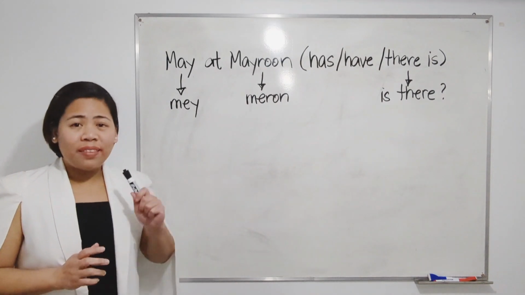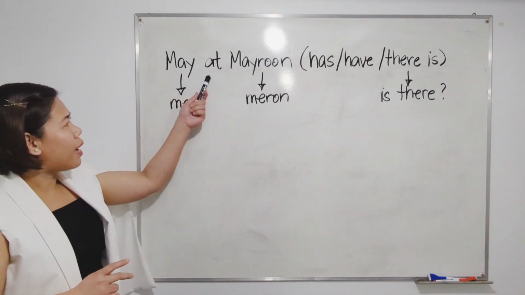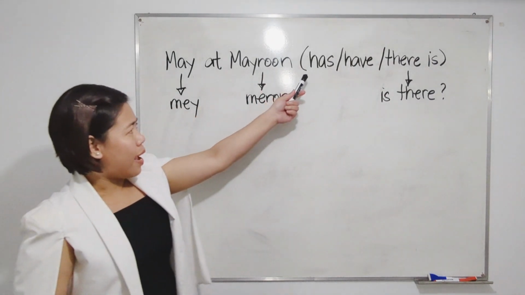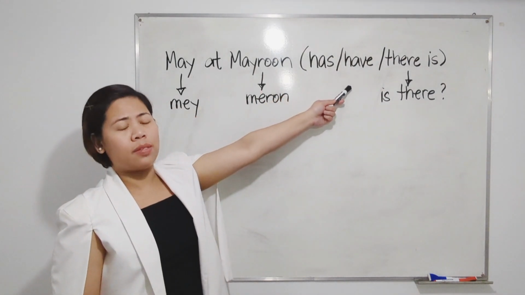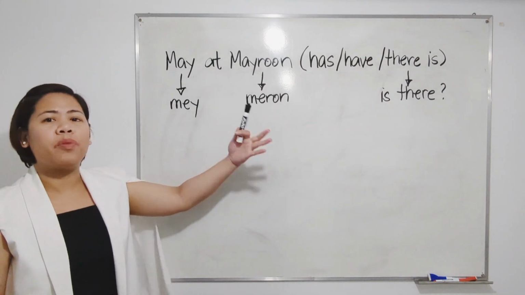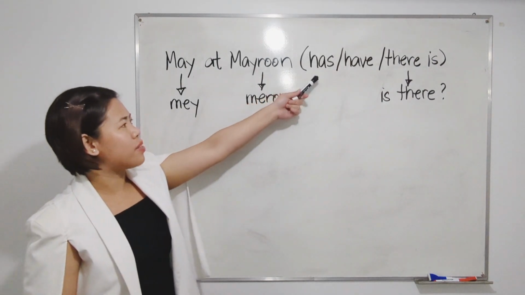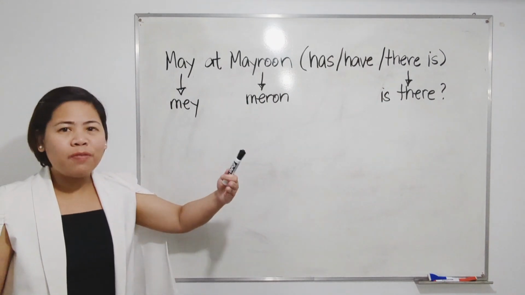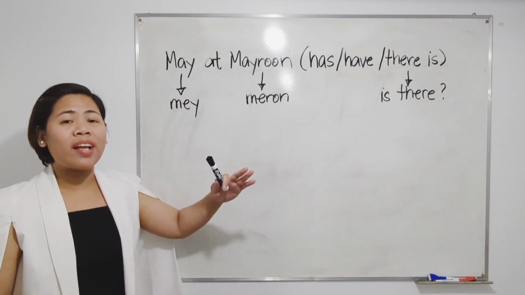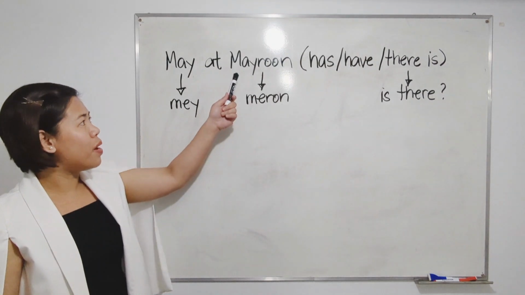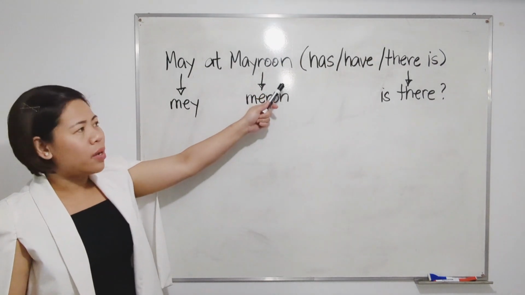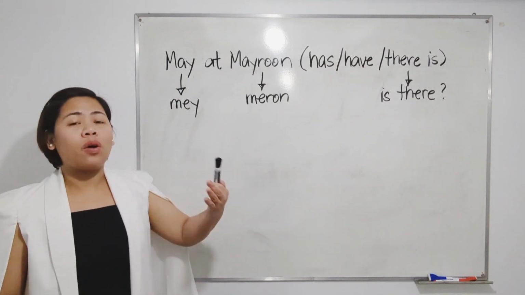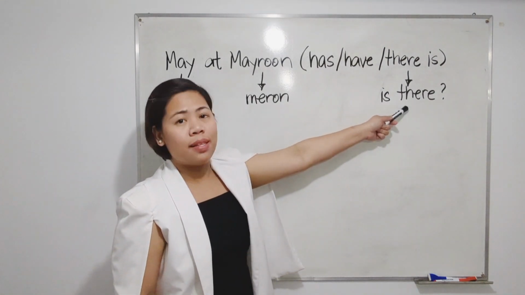So, let us examine these two words, may and mayroon. May and mayroon mean has or have, as we always use in the previous sentences I gave you. It's always has or have. Or, I forgot to mention to you, but maybe you've noticed already that in some of the translations of the sentences I gave you, may or mayroon can also be translated as there is. And if you're asking a question, then you would say, is there?